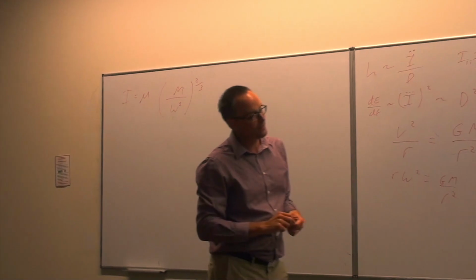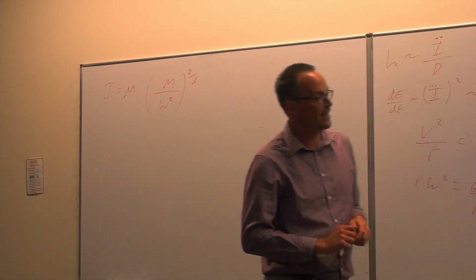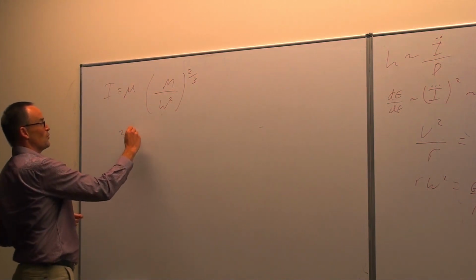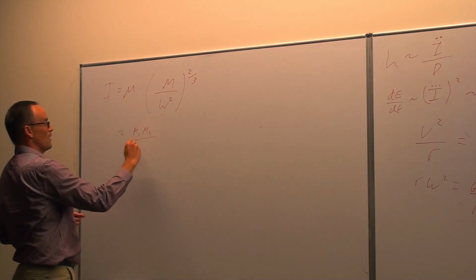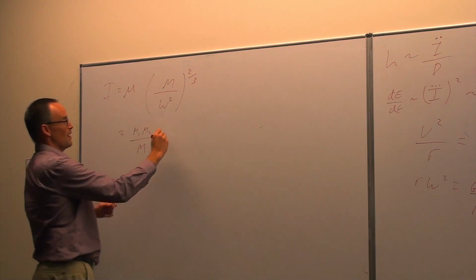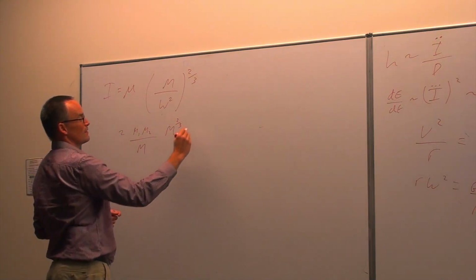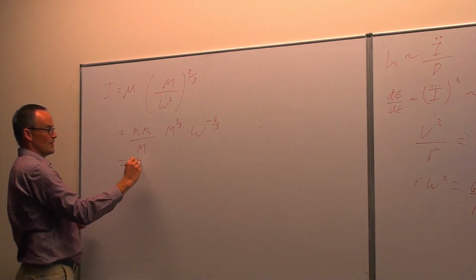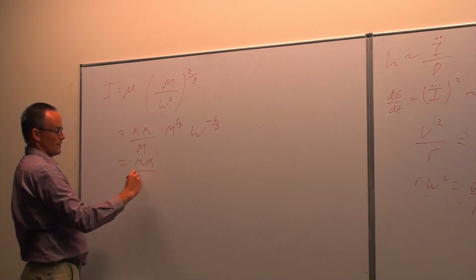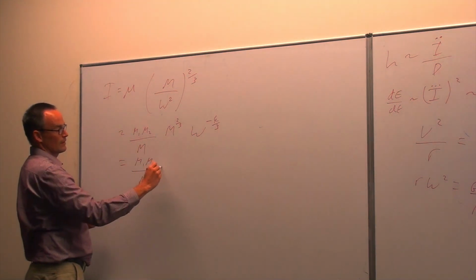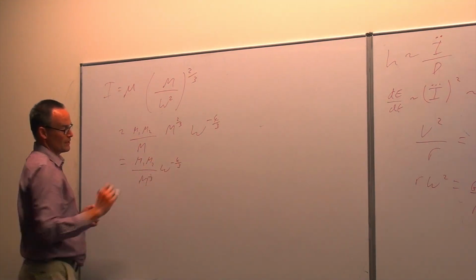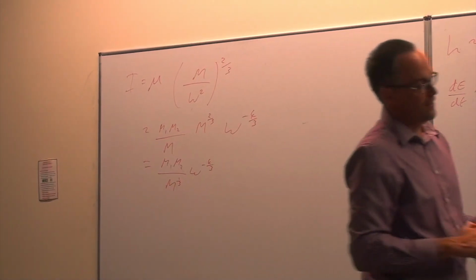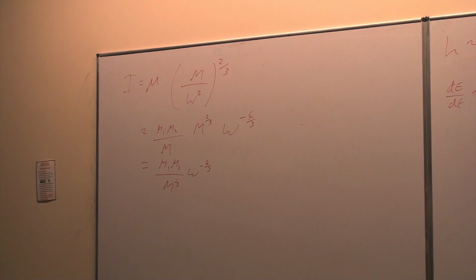And so we also have this cos 2 omega t here. So we have something that goes like mu, which is m1 m2 over total mass, times an m to the 2/3 times an omega to the minus 4/3, which is m1 m2 over m to the 1/3 times omega to the minus 4/3. Okay, so that's the scaling of the quadrupole moment.